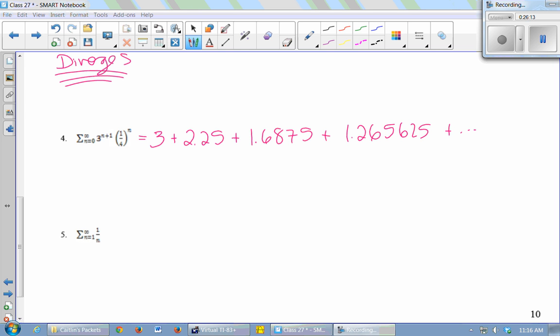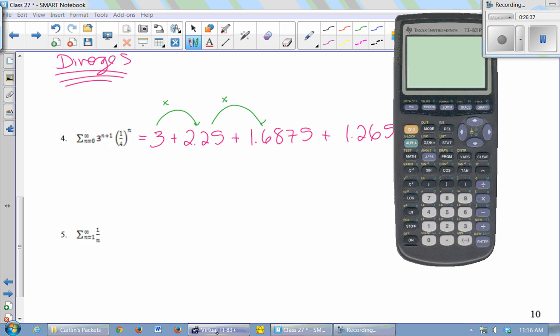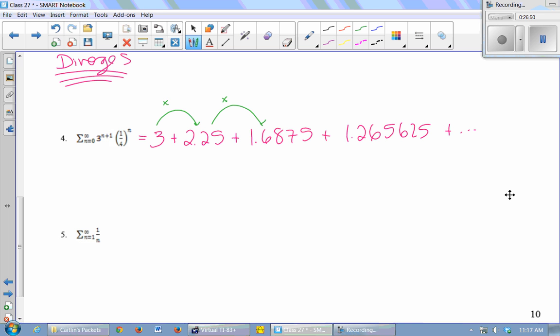I need to know if it's geometric, right? So I need to know, is there some number I can multiply by that will get me from one term to the next? So I just look at the first two terms first, and I say, okay, what would I multiply 3 by to make 2.25? 0.75. How did you figure that out? Divide them. Yep. So do 2.25 divided by 3. So, 0.75. That's what I'd multiply 3 by to make 2.25.